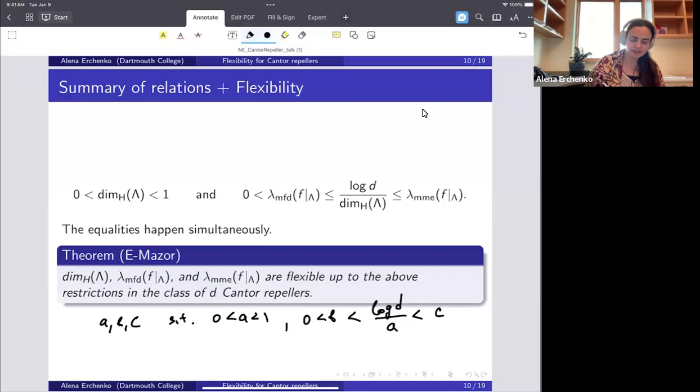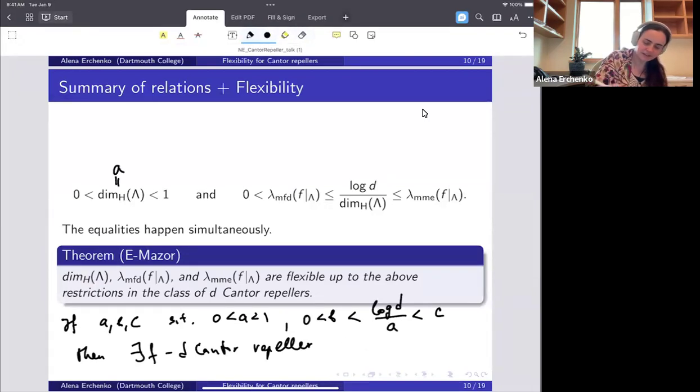So I have numbers A, B, C such that, then we can find a d-Cantor repeller so that I exactly have my A as the dimension. This will be exactly A, this exactly would be B, and this would be exactly C. So I can prescribe any numbers as long as they satisfy those relations, and I can find a map which would have those parameters. Okay, so this is what flexible means.